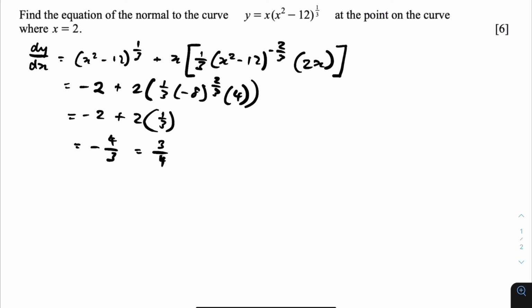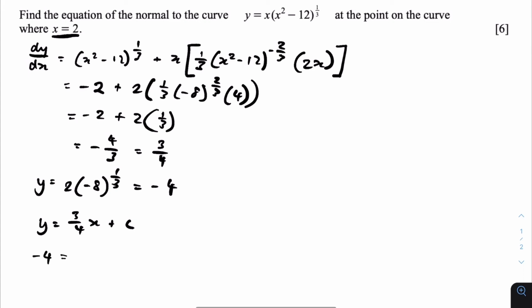Now we just need to find the y value because we're only given the x value of the coordinate. So y value is equal to, we just substitute it into the curve equation. It's just 2 times negative 8 to the power of a third, which is 2 times negative 2, which is negative 4. And now we can use the standard normal equation. So y is equal to 3 over 4 x plus c. Substitute y and x in there. Negative 4 is equal to 3 over 2 plus c. So c is equal to negative 4 minus 3 over 2, which is equal to negative 11 over 2.